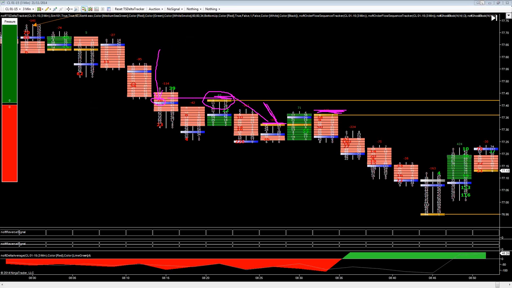But there you go. I mean, what more do you want? That was a perfect entry. You can't get much better than that. Zero drawdown, 40 ticks. I'll take it.